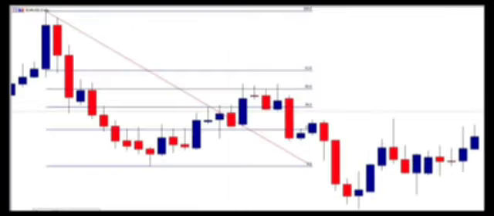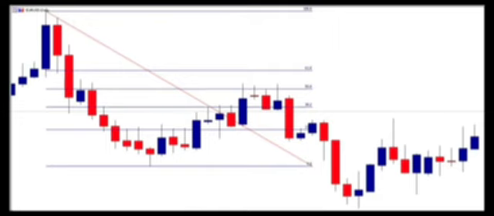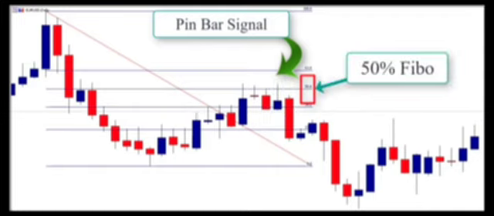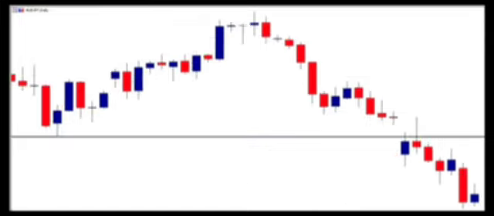Let me show you an example. As you can see here in this example, the market is trending down, and after this retracement, prices formed a pin bar that was rejected from the 50% Fibonacci level. This Fibonacci level is very important, and when combining pin bars with the 50% Fibonacci, we get a great result. Let me show you another example.